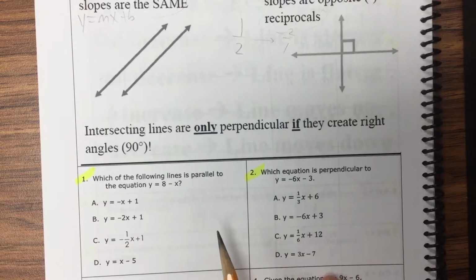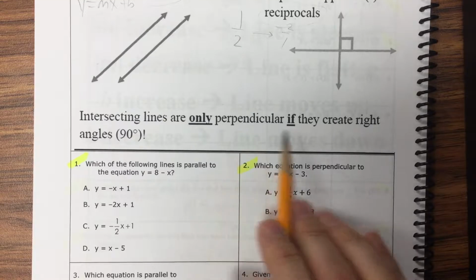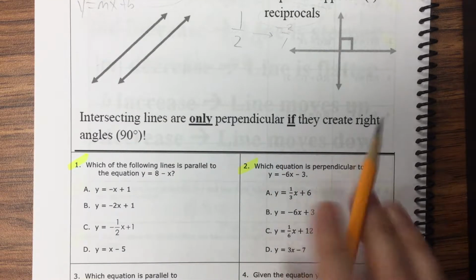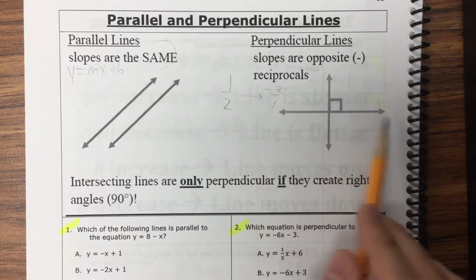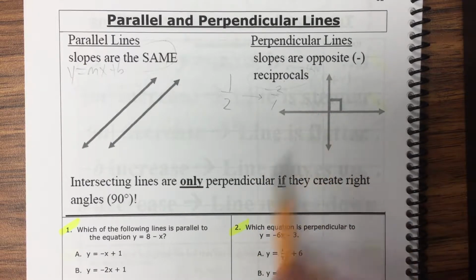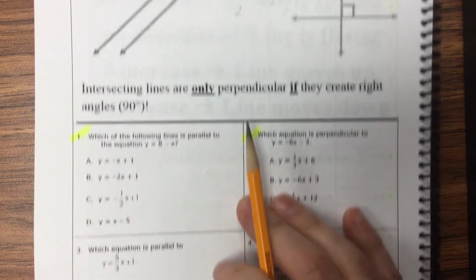Okay. Keep in mind, intersecting lines are only perpendicular if they create right angles. Okay? That's the definition of perpendiculars. They cross perfectly where you have right angles at all the corners. All right? Let's take a look at number 1 real quick.